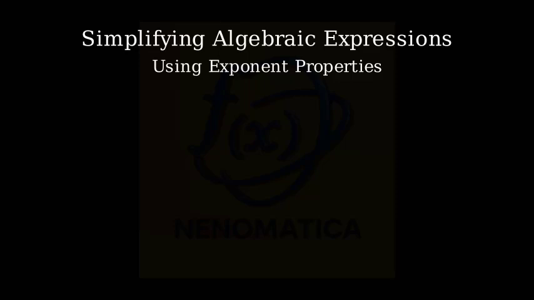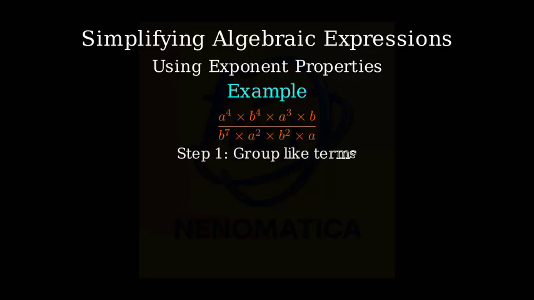Let's start with our first example. We need to simplify the expression a to the power of 4 times b to the power of 4 times a to the power of 3 times b, all divided by b to the power of 7 times a squared times b squared times a. To simplify this expression, let's start with step 1, grouping like terms in both the numerator and denominator. We'll group the terms with base a together, and the terms with base b together.